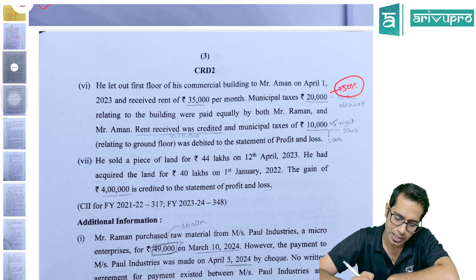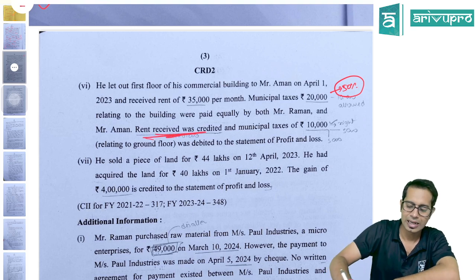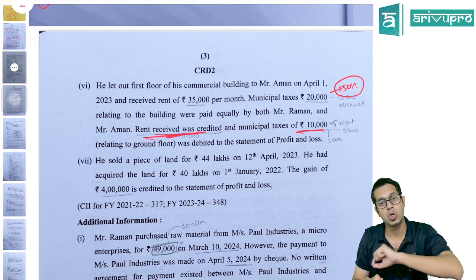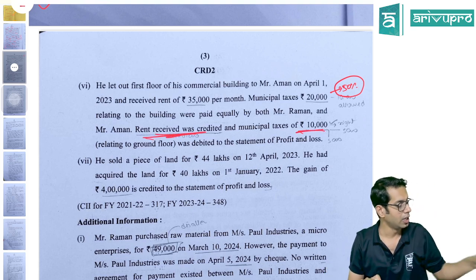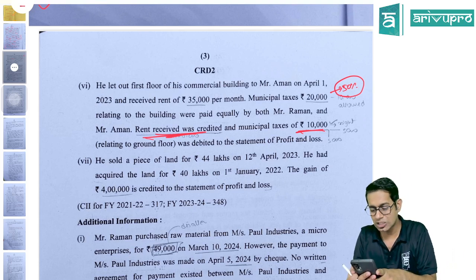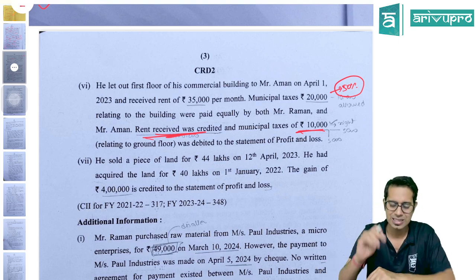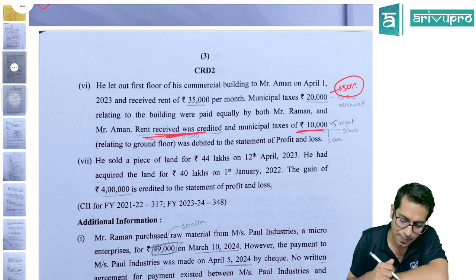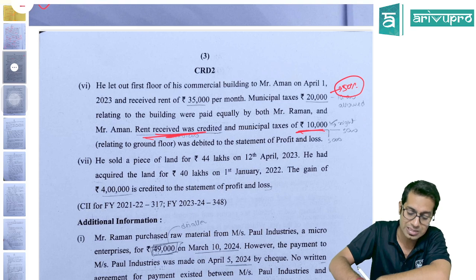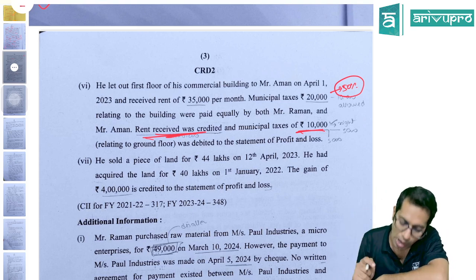Rent received was credited and municipal taxes of 10,000 rupees was debited to profit and loss account. This is wrong, correct? The rent amount and municipal tax amount should not be shown in your profit and loss account. Since it is shown in profit and loss account, what will I do, sir? I will have to reverse it now. So whatever rent amount I'll subtract, and municipal tax amount I'm going to add.